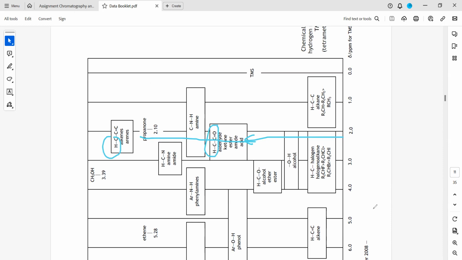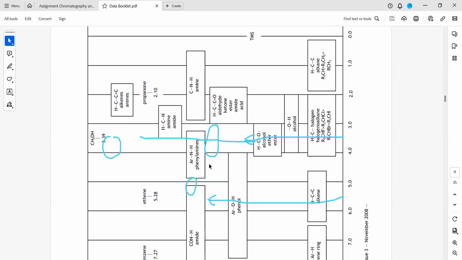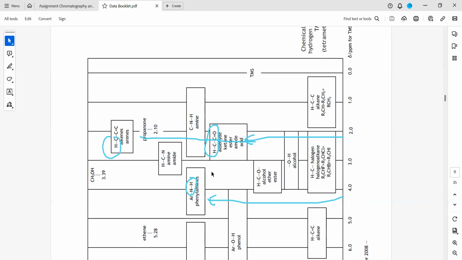And what about 4.3? When you draw a line from 4.3, it gives the idea that this might be due to a benzene ring attached to arenes, or an OH group is attached.